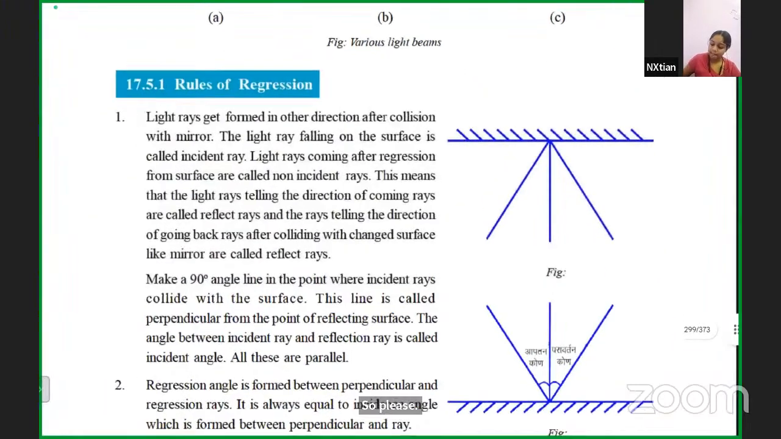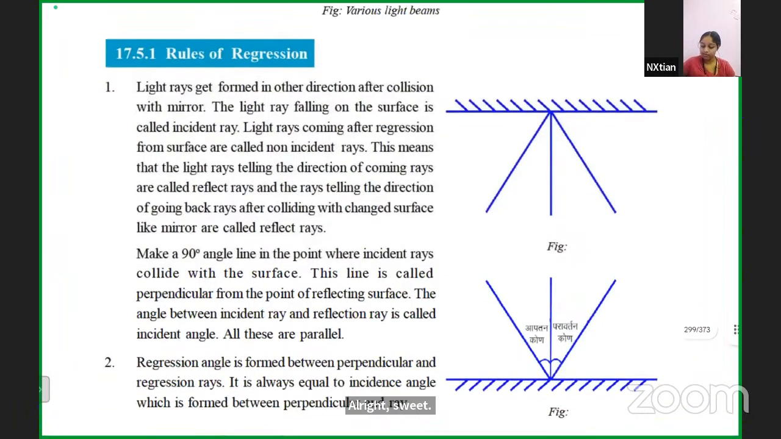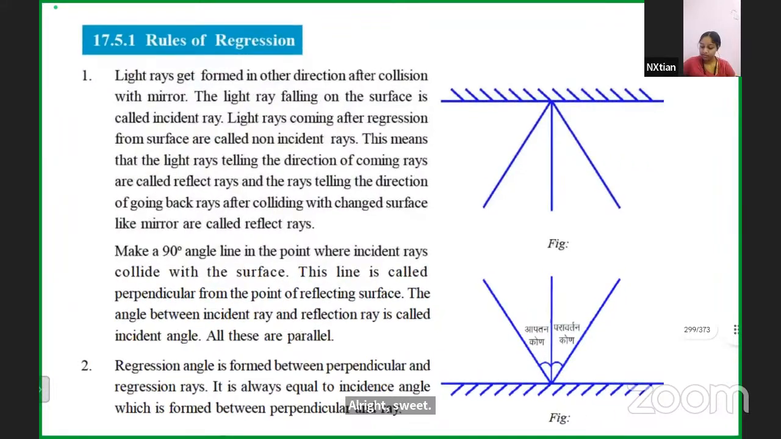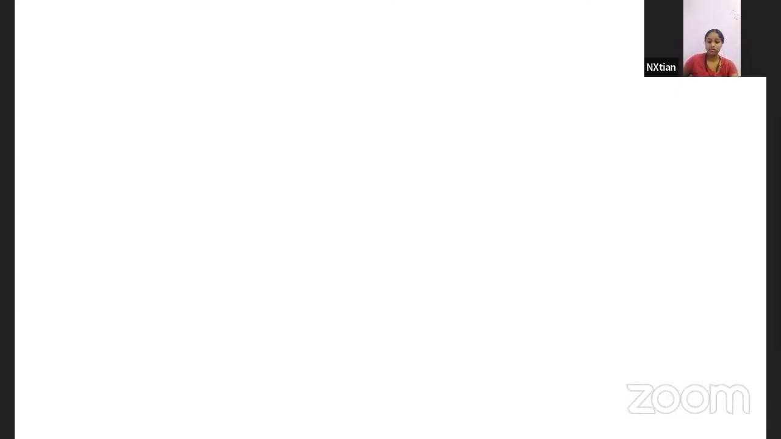Alright, so rules of reflection. We will meet and we will see. Basically, reflection is a kind of reflection only.